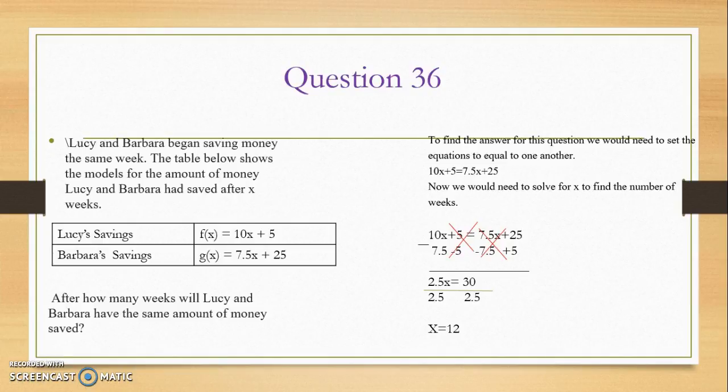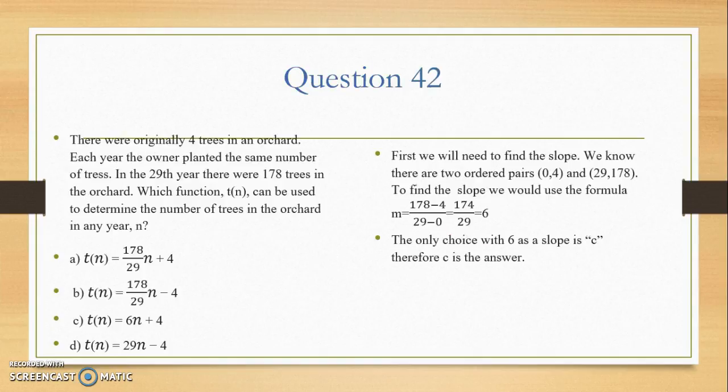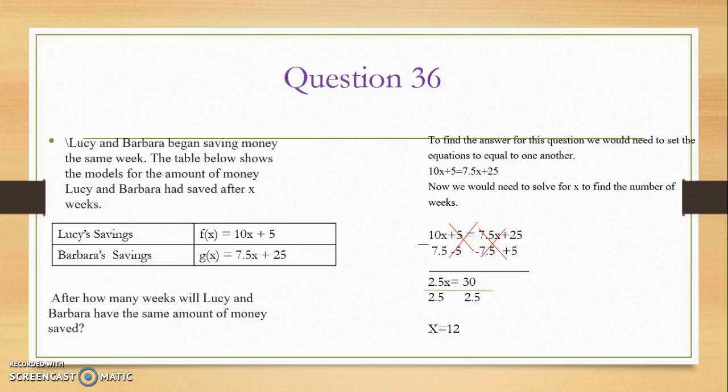Lucy and Barbara began saving money the same week. The table below shows the models for the amount of money Lucy and Barbara had saved after x weeks. After how many weeks will Lucy and Barbara have the same amount of money? To find the answer, we need to set the equations equal like so. Now we need to solve for x. You divide both sides by 2.5 and you get x equals 12, so the answer would be C.